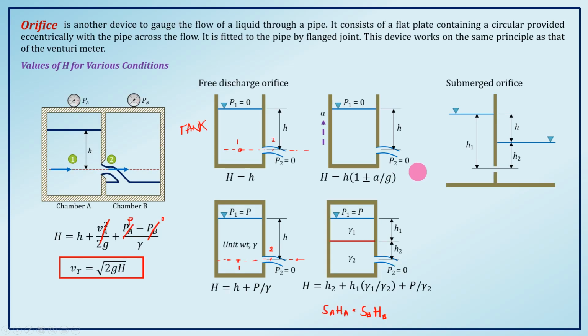Next, these conditions will guide you when we apply them to problems later. The H is substituted into the theoretical velocity equation to get the value of the theoretical velocity. We also have sample problems under the orifice about unsteady flow.